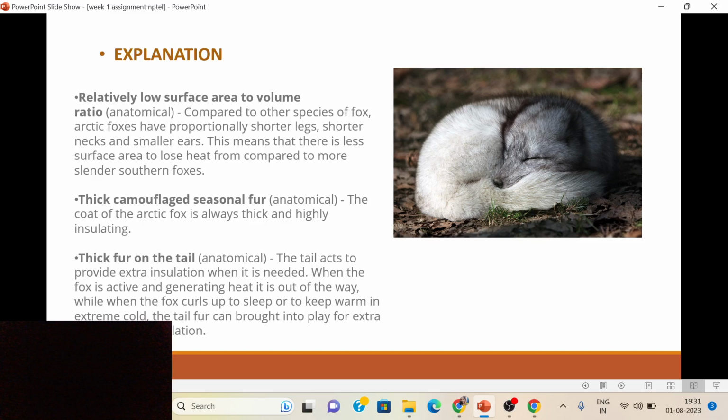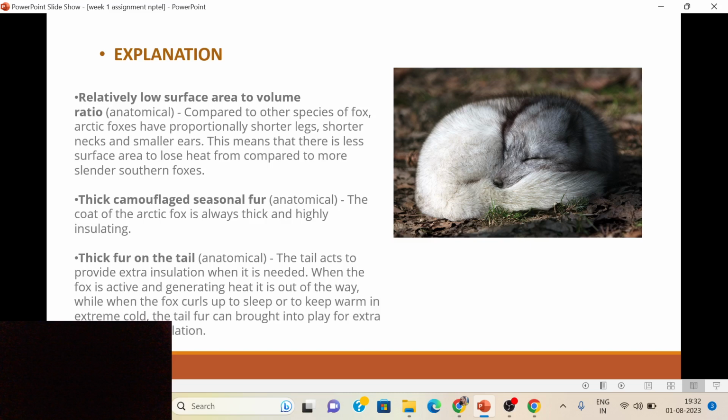First thing is that. Then they have this thick camouflaged seasonal fur. Why camouflaged? Because this fur color can change according to seasons. When the season is wintry, when the season is cooler, the fur can change to that color, and when it is the vegetation period, they can change into that color. That's why they have this thick and camouflaged seasonal fur, right? Which is also very highly insulating.